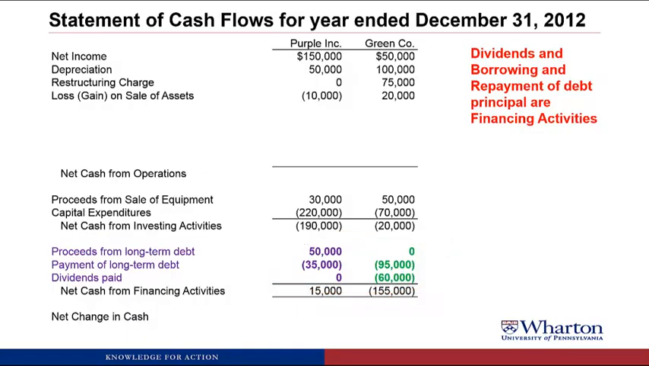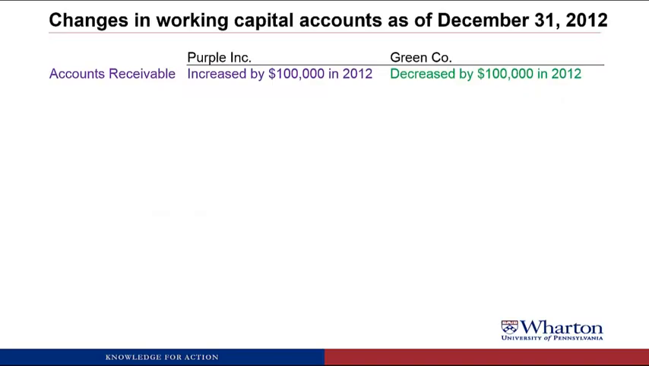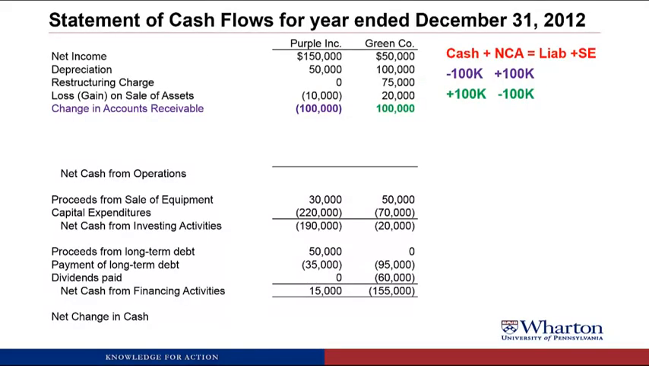So now we're done with the investing and financing sections of the statement of cash flows, so we're going to go back and work on the rest of the operating section. I'll give you the changes in the working capital accounts, and we'll put those in the cash flow statement. For accounts receivable, Purple had an increase of $100,000 during 2012, whereas Green had a decrease in accounts receivable of $100,000. To know whether to add or subtract these, we need to use the balance sheet equation. Cash plus NCA equals liabilities plus stockholders' equity.